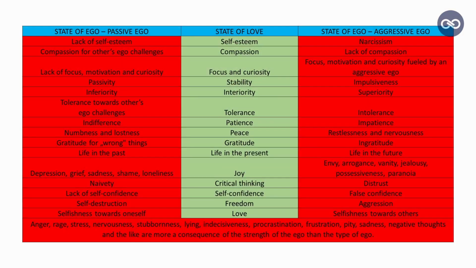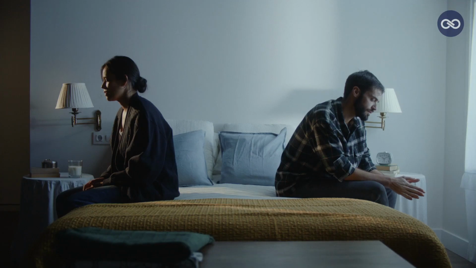So let's become aware of our ego and its manifestations. Everything that causes us resistance and everything that we feel is missing. See all the manifestations of the state of ego listed here to help you recognize them in your own life. Also, listed are all the manifestations of the state of love that comes as a reward for the silenced ego.